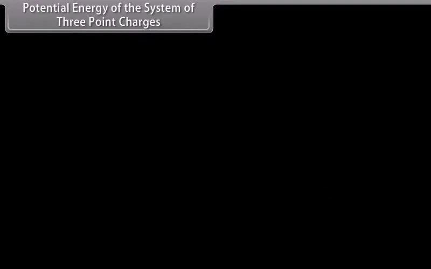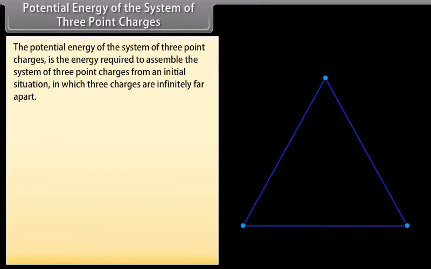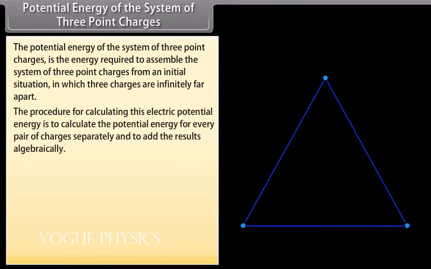Potential energy of the system of 3-point charges. The potential energy of the system of 3-point charges is the energy required to assemble the system of 3-point charges from an initial situation in which the 3 charges are infinitely far apart. The procedure for calculating this electric potential energy is to calculate the potential energy for every pair of charges separately and to add the results algebraically.